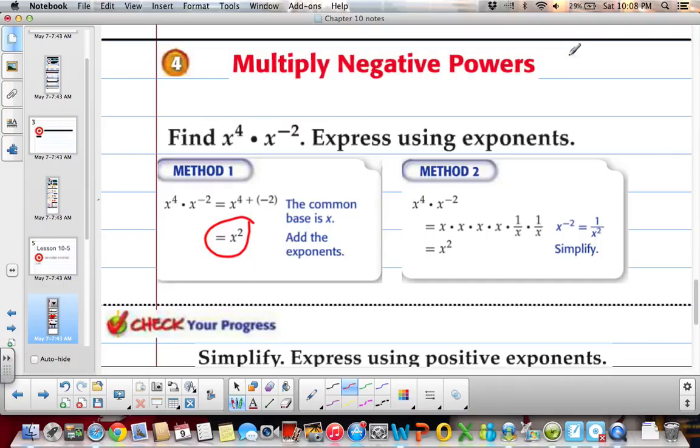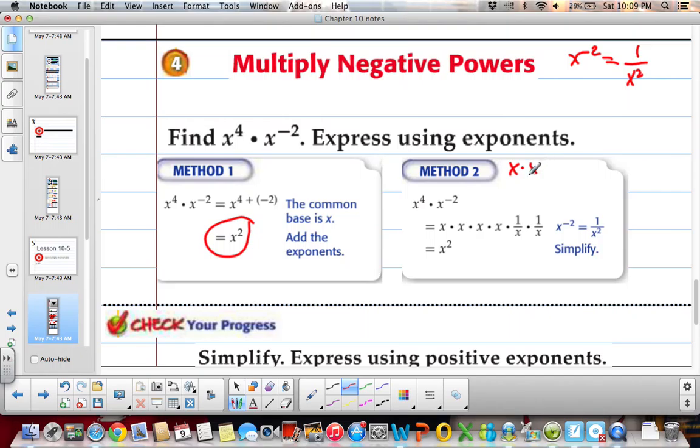Okay, if you think of x to the -2, I'm going to write it up here. X to the -2, remember, is the same as 1 over x squared. And 1 over x squared is 1 over x times 1 over x. So that's where they get this 1 over x times 1 over x. That's x to the negative 2. X to the fourth is x times x times x times x, 4 x's.